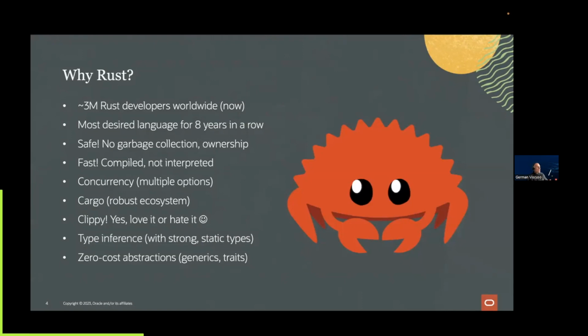So why Rust? Because it's safe. It doesn't have garbage collection, and it has an ownership system where if some function is using a specific element, now nobody else can use it, right? So you can avoid a whole set of problems with that.